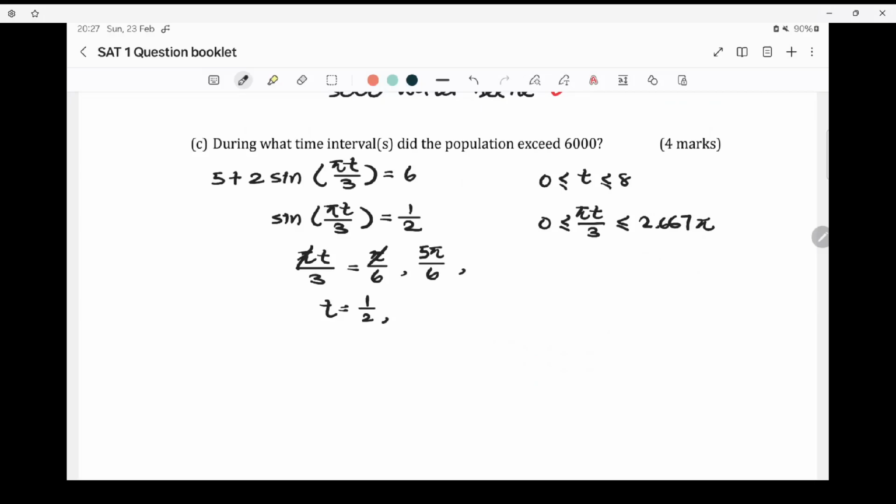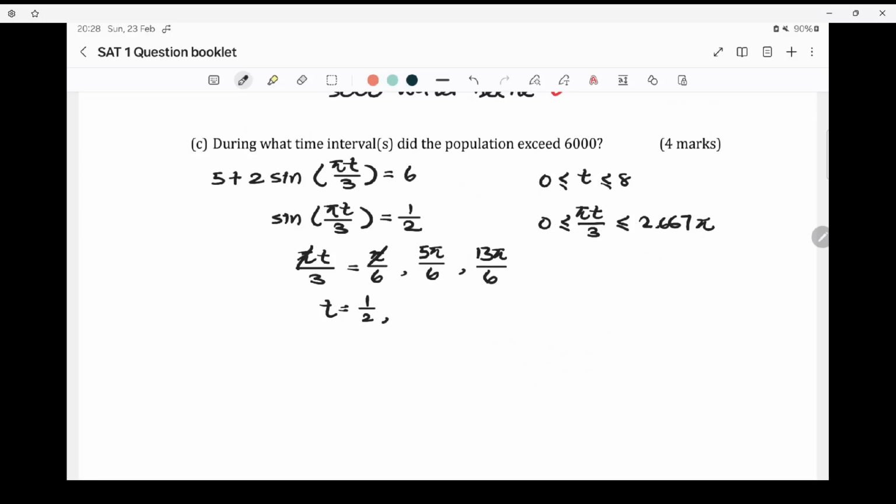So the next one will be, not 7 pi over 6, it will be 2 pi plus pi over 6. So it's 13 pi over 6. So that will be equal to 2.167, which is still within the range. And then the next one will be outside of the range. So this is the last one.